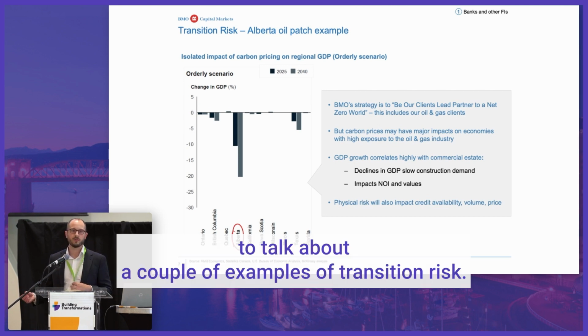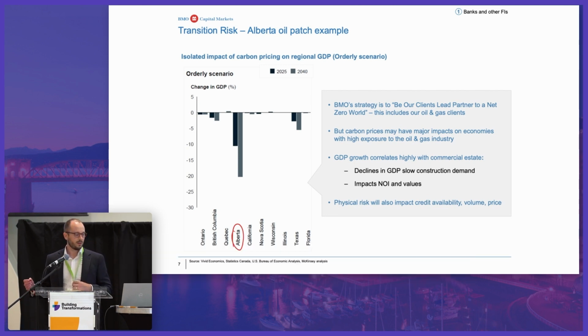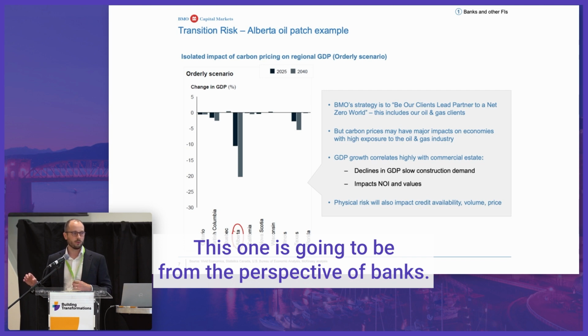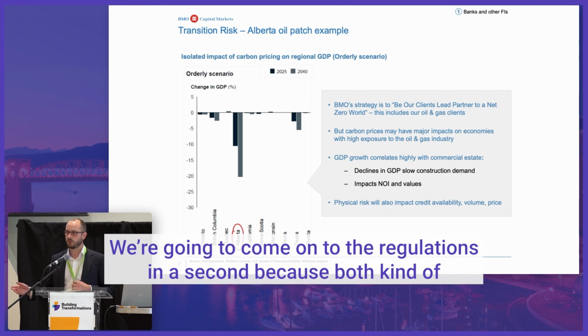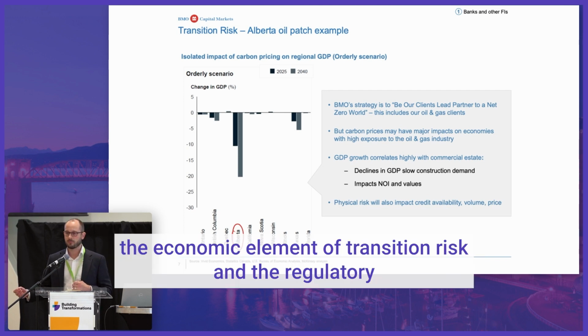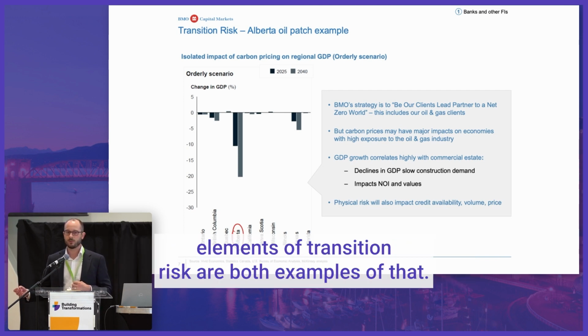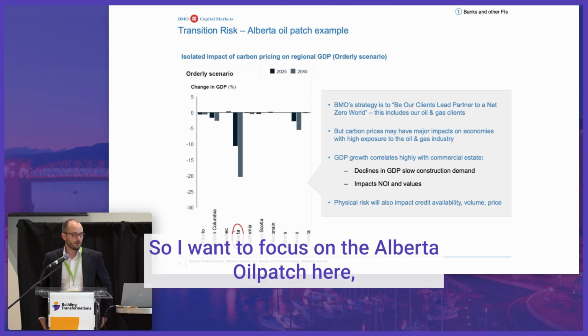I'm going to talk about a couple of examples of transition risk. This one is going to be from the perspective of banks. I'm going to come on to the regulations in a second, because both the economic element of transition risk and the regulatory elements of transition risk are examples of that. So I want to focus on the Alberta oil patch here.